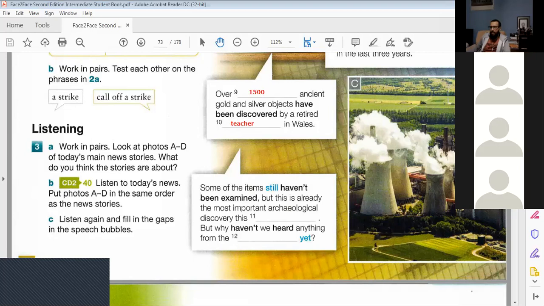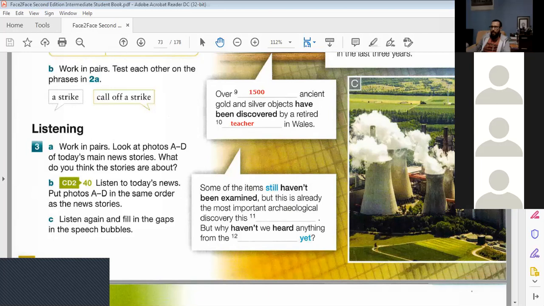72-year-old Gareth Jones found the treasure 5 days ago while he was walking around his brother-in-law's farm with a metal detector. Experts say the find, which includes coins, swords and items of jewellery, dates back to the 7th century and could be worth over £10 million. One of the UK's leading archaeologists, Professor Geoffrey Baxter, says that the government needs to act fast to make sure the treasure stays in public hands. Some of the items still haven't been examined, but this is already the most important archaeological discovery this century. But why haven't we heard anything from the government yet?